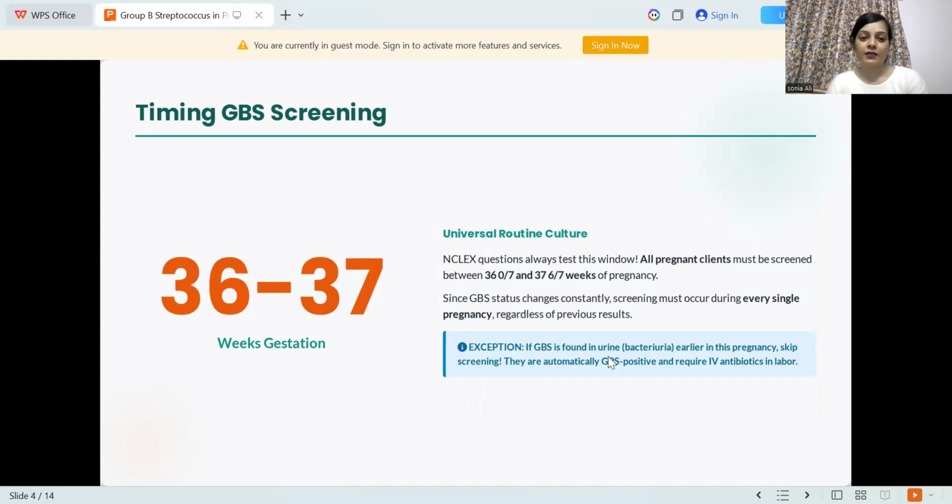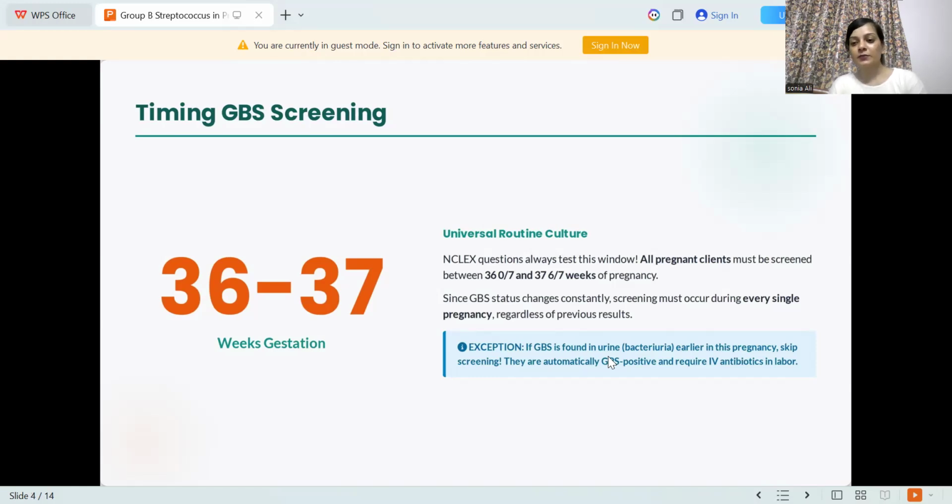Next slide is the timing, which is the particular timing regarding the GBS screening, which is 36 to 37 weeks. This is high yield. So we need to understand this 36 to 37 weeks gestation. During this time duration we require the screening of the mothers who are coming to our clinic. Universal routine cultures, which NCLEX questions always test this window period. Already told you, all pregnant clients must be screened during this time, which is 36 to 37 weeks of pregnancy.